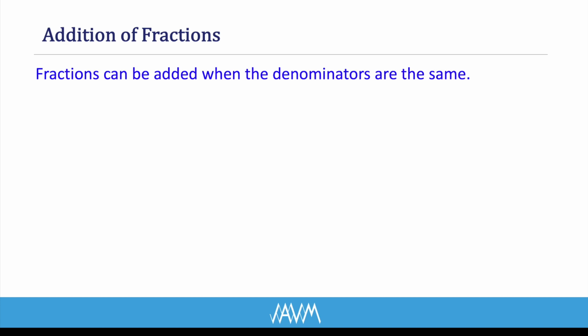Fractions can be added when the denominators are the same. For example, 2/9 add 3/9 equals 5/9. What happens when they are not the same?